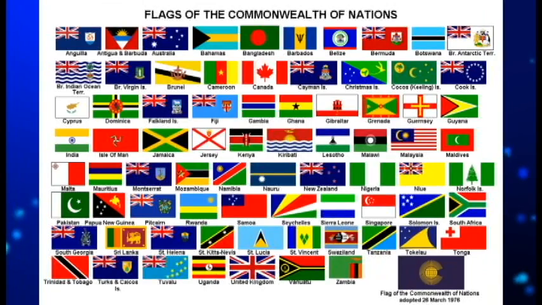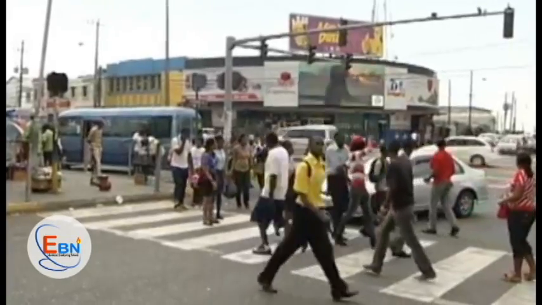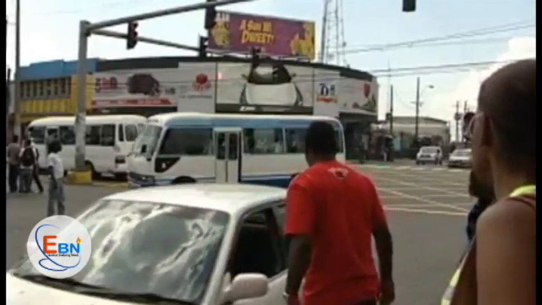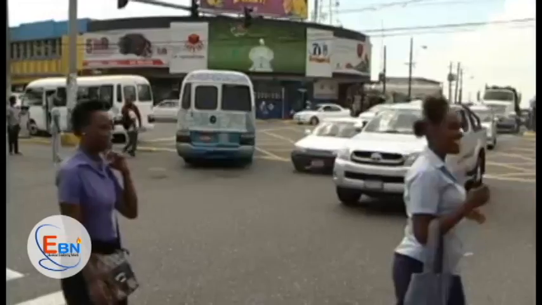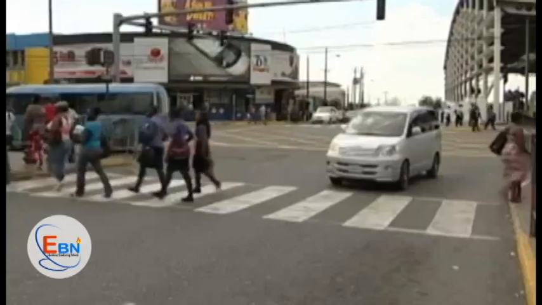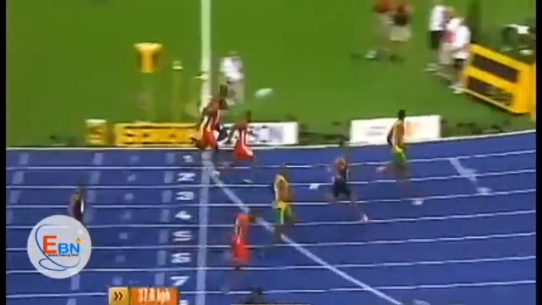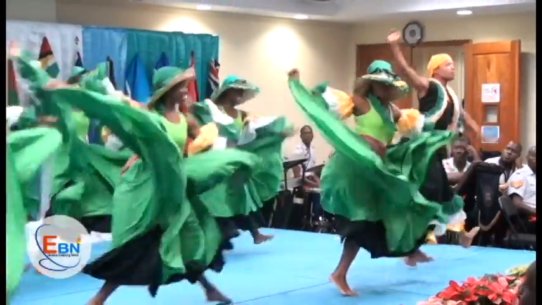CARICOM functions as a link for economic cooperation among member states. The Commonwealth is a large group of nations which were once or still are colonies of Britain. 17 countries from the group are within the Caribbean. The main aim of the Commonwealth is to maintain and foster a high level of cooperation among its members.